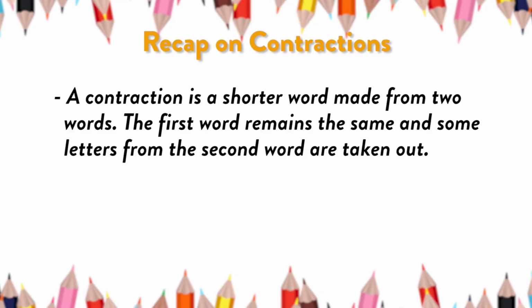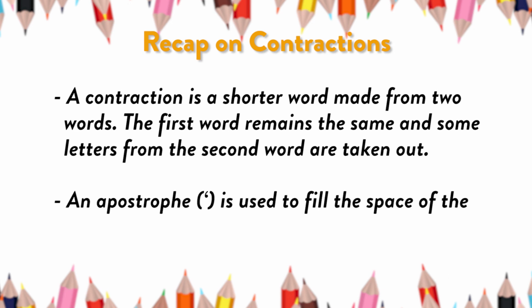So there we had it, boys and girls. I hope you had fun doing that lesson. Now let's do a short recap on what we've learned today. We've learned that a contraction is a shorter word made from two words. In forming contractions, the first word remains the same and some of the letters from the second word are taken out. For those letters that are taken out in the second word, an apostrophe is used to fill the space of those missing letters. And then it's joined and becomes one. So that's pretty much it for contractions.